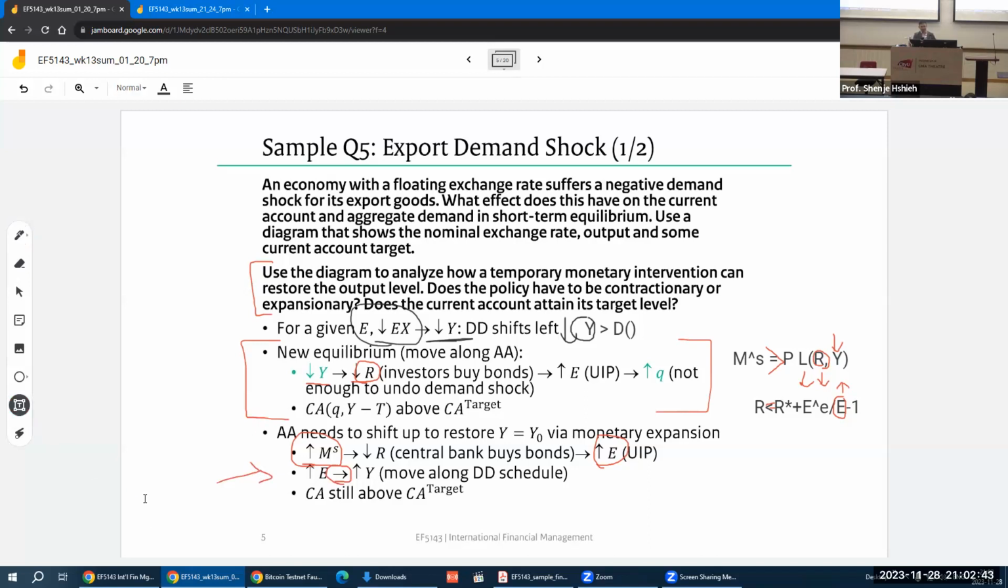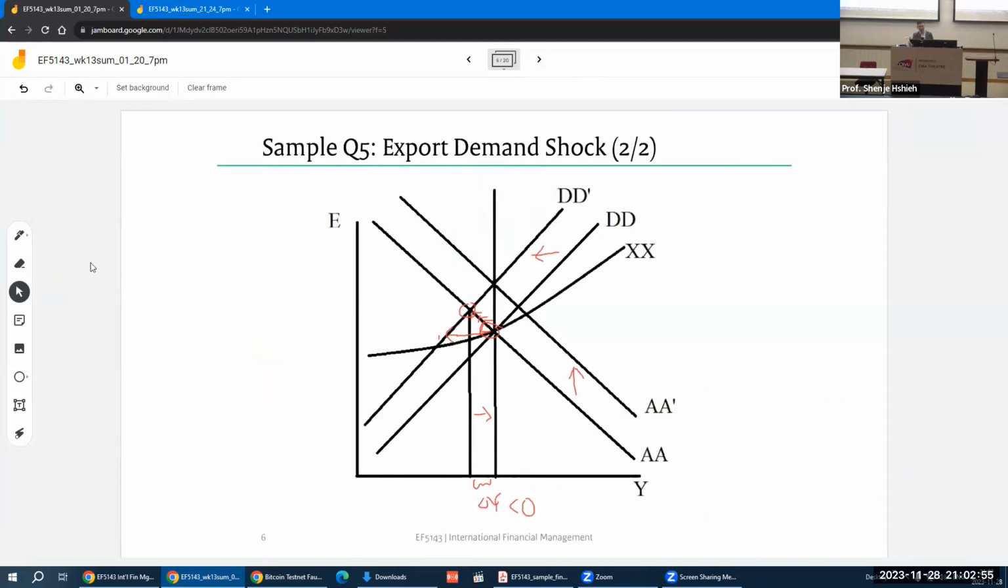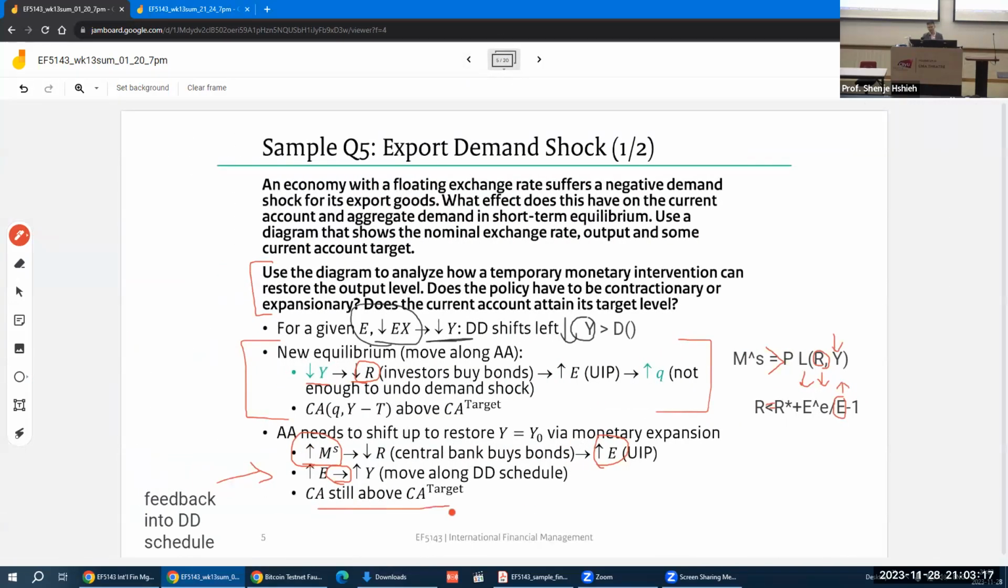So this is the feedback into DD schedule, right? And therefore Y is going to increase as a result. So that's as if we're moving from here to here, right? E is increasing, output's increasing, and we're settled at this point here, right? Because we increase A to counteract the change in output. And the last comment asks you, where are we relative to the old target? We're going to be above the target. Okay, we're above the target.